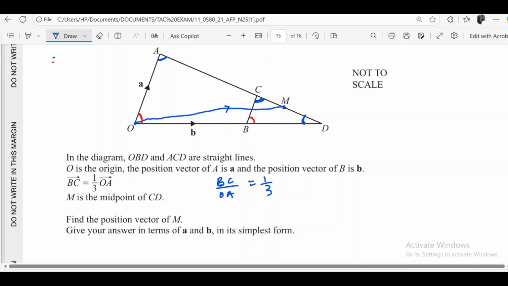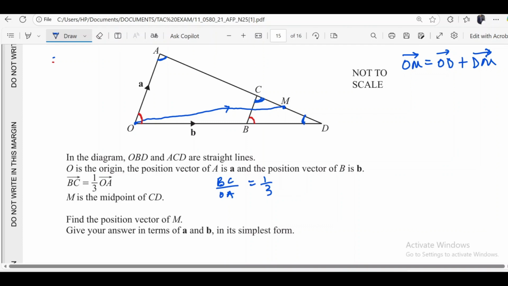So we have this. Now we can use that to get a vector OD, because I can get a route for vector OM. I can say OM is going to give me OD plus DM. Okay, so that's the vector route. Now I need OD, but part of OD is OB, which is known.